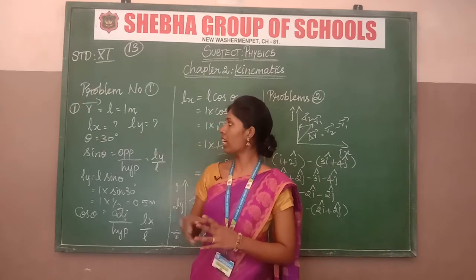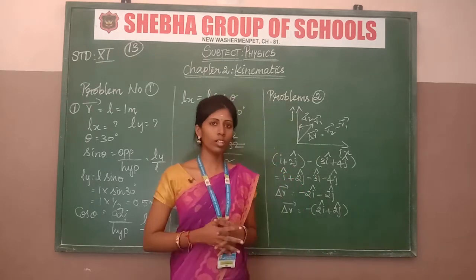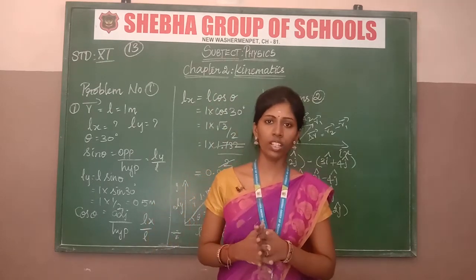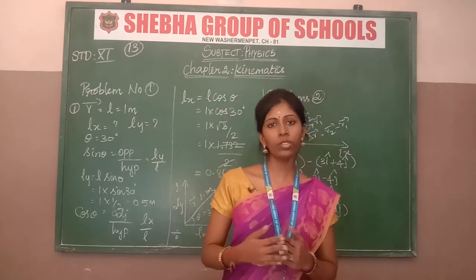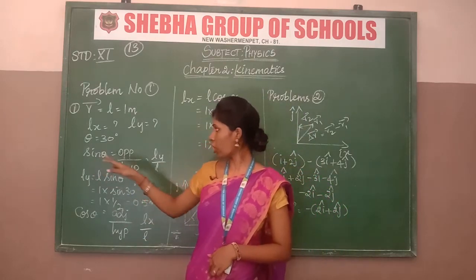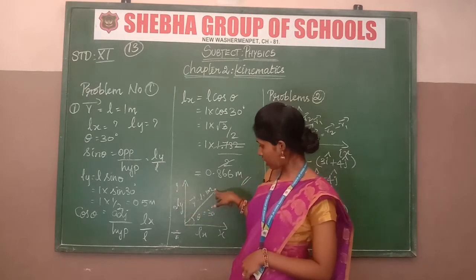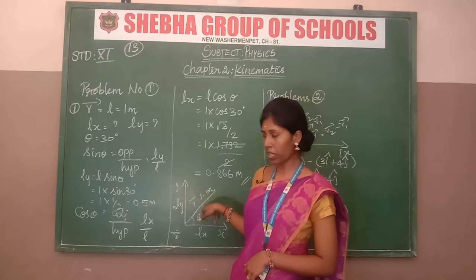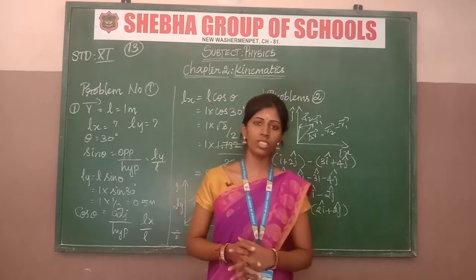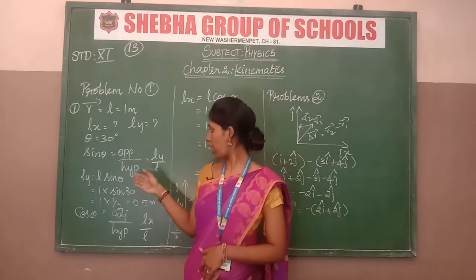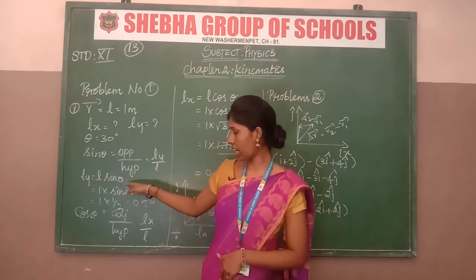We don't know the values of the x and y axes, but the angle theta is 30 degrees. So here we take the vertical and horizontal components: the horizontal component is cos theta and the vertical component is sin theta. Because we are framing along the y axis, the vertical component is based on the y direction. So we take sin theta first. The formula for sin theta is opposite divided by hypotenuse, so opposite by hypotenuse is ly divided by l. So ly is equal to l sin theta.